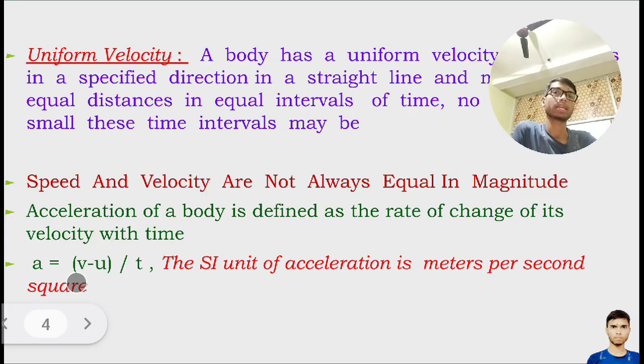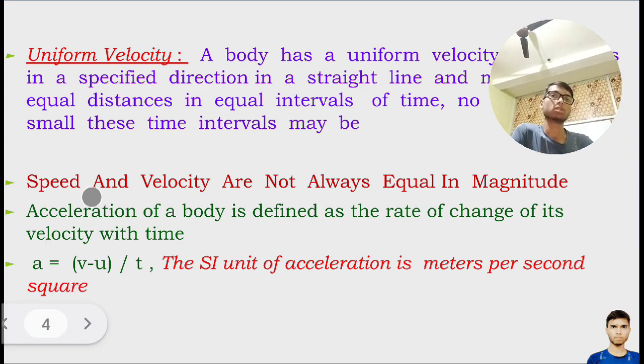Now next we have a is equal to v minus u upon t. It is the formula for calculating acceleration. Here a is acceleration, v is the final velocity and u is the initial velocity. From this you will get the change in velocity upon time. The SI unit of acceleration is meter per second squared, not only meter per second.